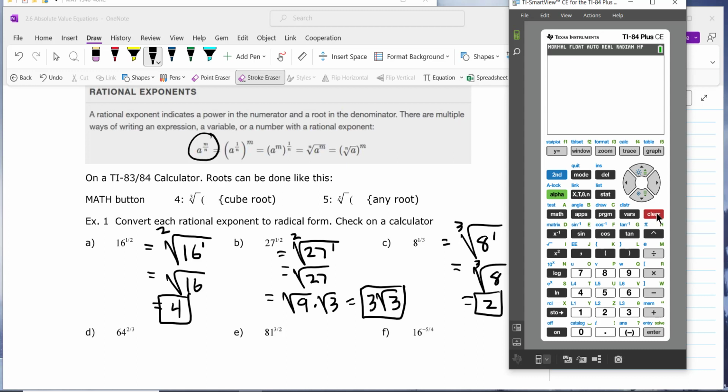On your TI, it does any kind of radical you want it to do. So if you look at your math button, you're going to see that option 4 is a third root. Option 5 is an X root. It will do any root. So on this problem, if I just went down to option 4 and then put in the 8, it'll do a cube root for you.